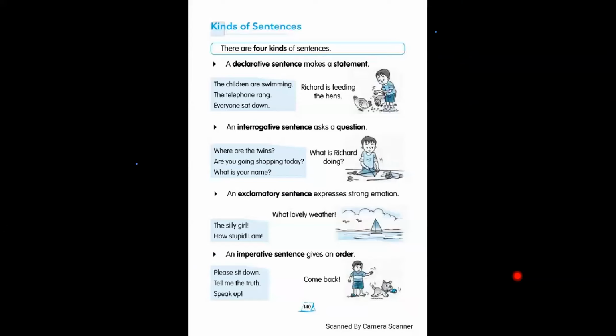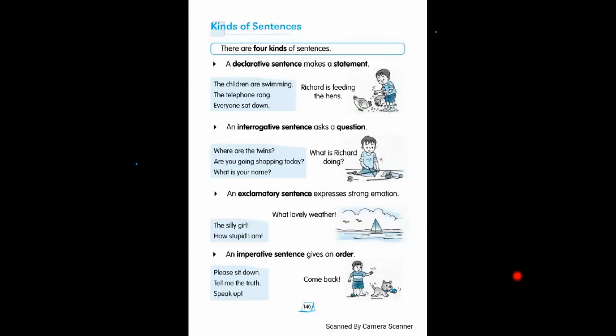Okay. Now, what kinds of sentences do we have? Tell me the kinds of sentences. Four kinds of sentences. Declarative sentences, interrogative sentences, exclamatory sentences, imperative sentences. So declarative sentence क्या करता है? It tells us about or expresses a statement. Declaration, statement बोलता है. इसमें ना कोई order है, ना question है, ना कोई strong feeling. खाली एक statement है.